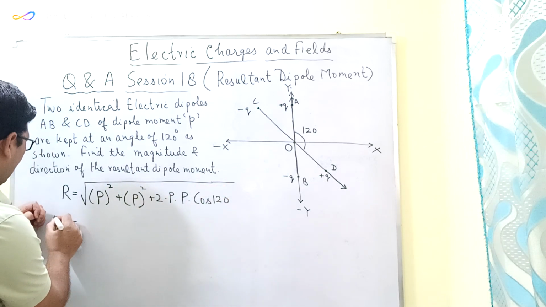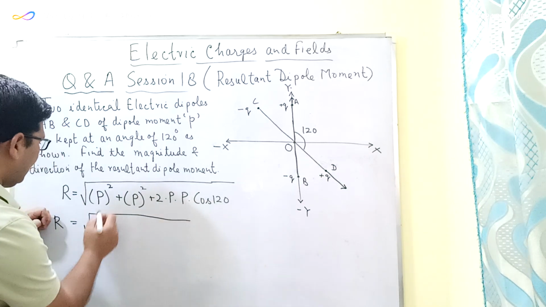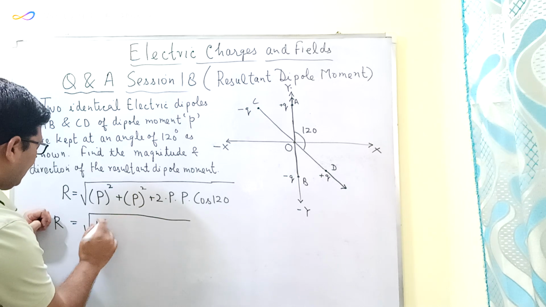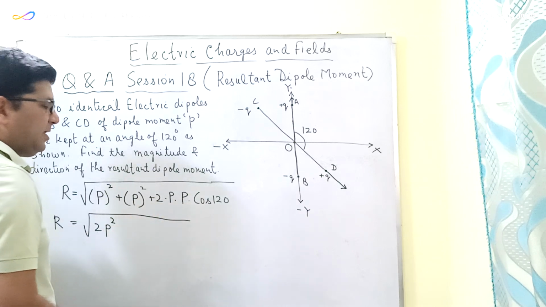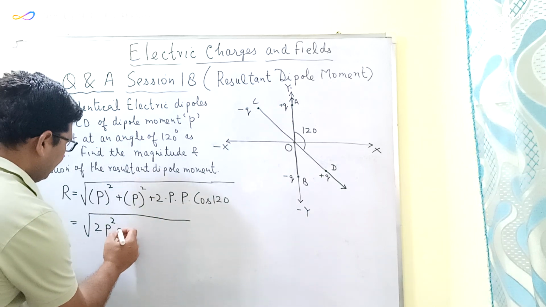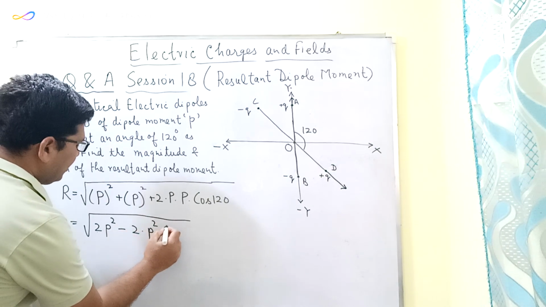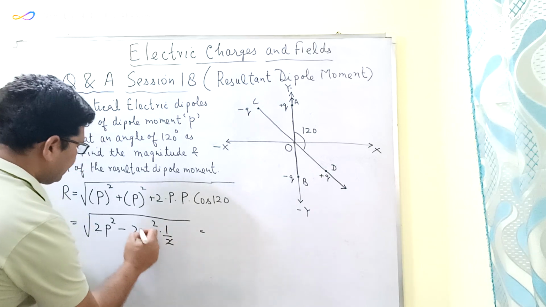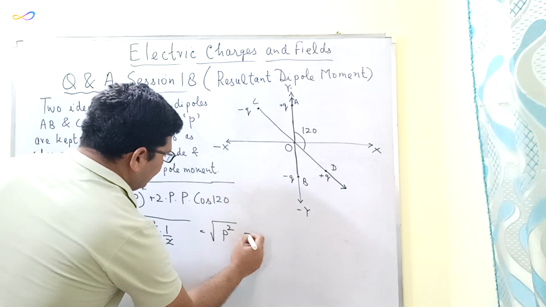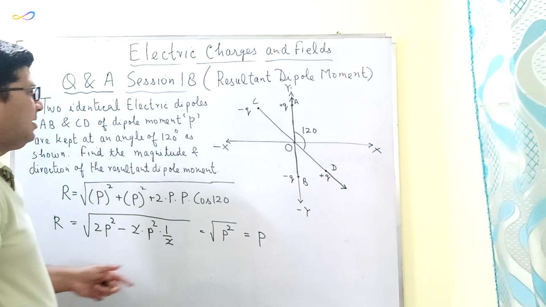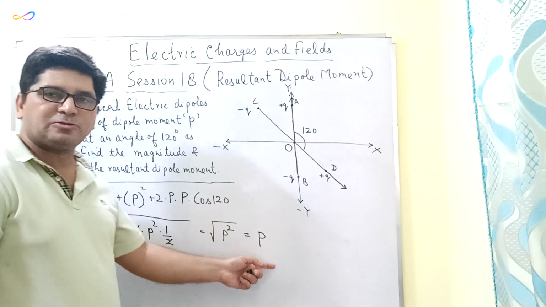So with the help of this formula, we are getting the magnitude of the resultant dipole as p square plus p square. This will be equal to 2p square, and the value of cos 120 will be equal to minus 1 by 2. So this will be equal to minus 2 into p square into 1 by 2. So this 2 and 2 will get cancelled out. So finally I will be getting root p square, which will be equal to p. So the magnitude of this resultant dipole moment will also be equal to p.